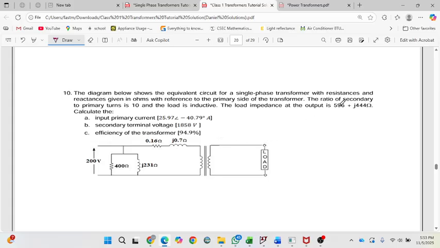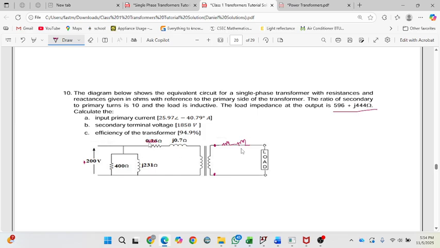The reason why is because they already gave you this load here. And if you have the load and you refer these on this side, once you have these two, you have the total impedance on one side. And basically, once you have the total impedance on one side, you can calculate the current because you have rated input. So you have a ratio.